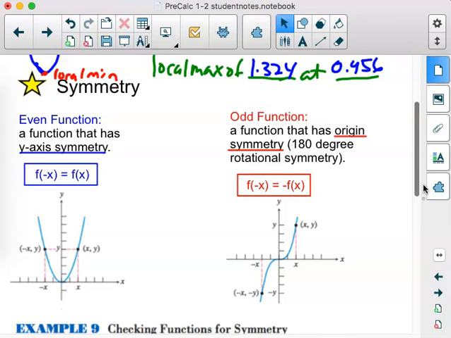So how are we going to know? Well, if a function has symmetry with the y-axis, so if you could fold it over on the y-axis and get exactly the same thing on both sides, then it has even symmetry. But you have to show that algebraically.